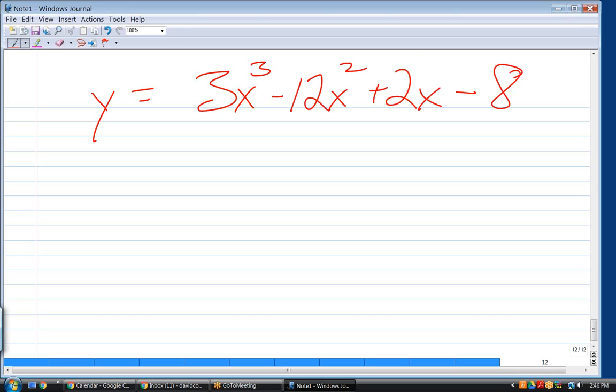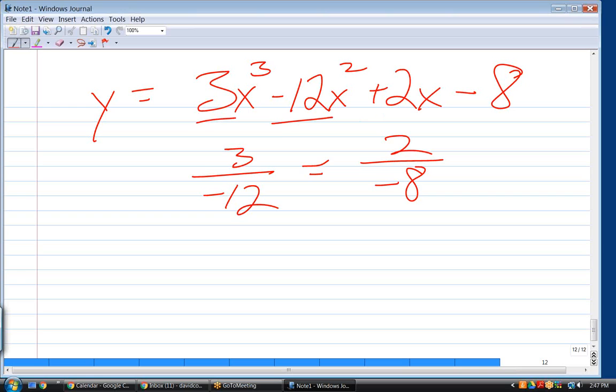Now, the first thing you should understand is that grouping is only going to work for about 1% of your cubics. If I change that to a 7, I cannot solve this by grouping. The only reason grouping works is because the ratio of 3 to minus 12 is the same as the ratio of 2 to minus 8. Whenever the ratio of that coefficient to that coefficient is the same as that coefficient to that coefficient, then you can solve it by grouping.